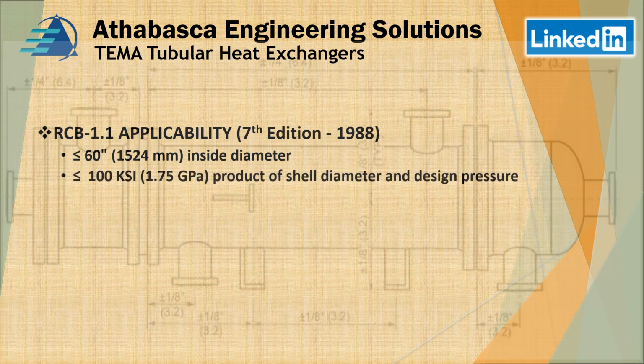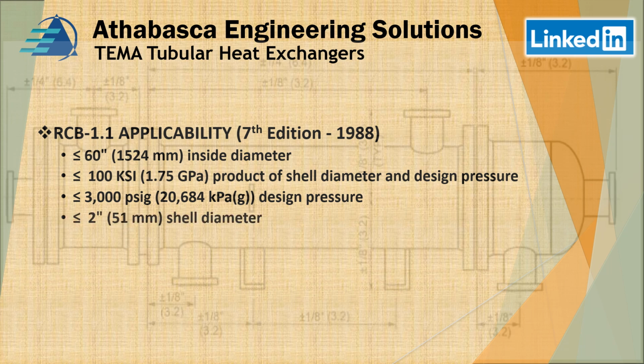In addition, this hasn't changed: the product of the shell diameter and design pressure must be equal to or less than 100 ksi. And we need to not exceed 3000 psig. And in this case, the maximum shell thickness is limited to 2 inches. And the last one is the stud diameter can't be greater than 3 inches.